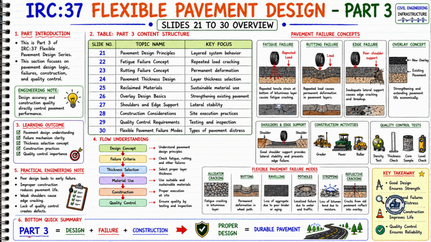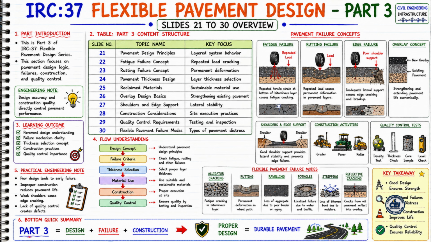Section 1. Part Introduction. The slide reads: This is Part 3 of the IRC 37 Flexible Pavement Design Series. This section focuses on pavement design logic, failures, construction, and quality control. The engineering note clearly states that design accuracy and construction quality directly control pavement performance. That means only when the design is correct and the execution is correct will the pavement become durable.